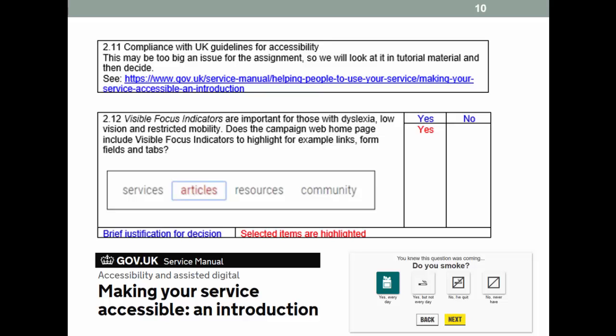Question 12.12 looks at visible focus indicators, and here does pretty well in this respect. So in the example down here, this hypothetical person smokes every day, so that's been highlighted, and there's also a button saying next, because that's the button that's pressed next.